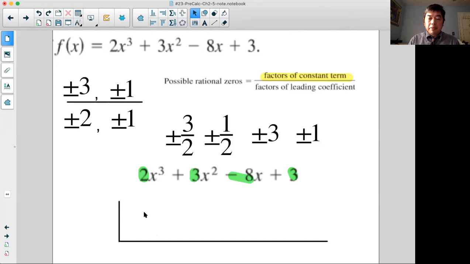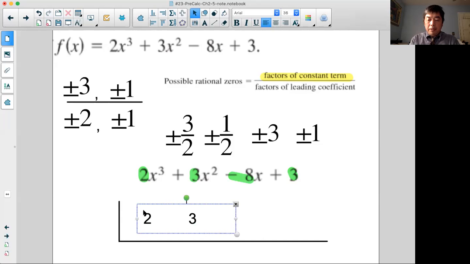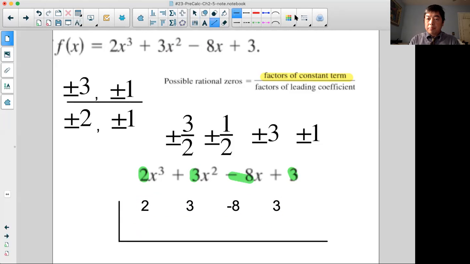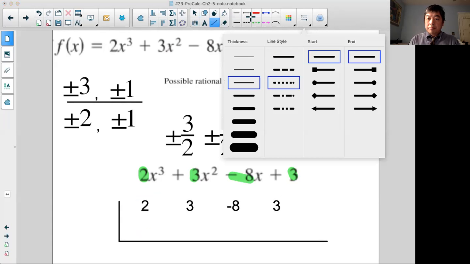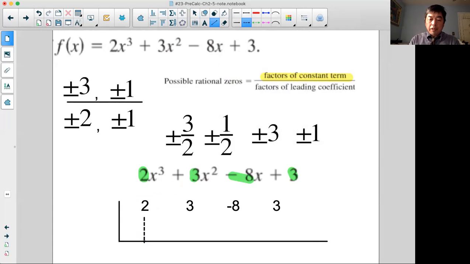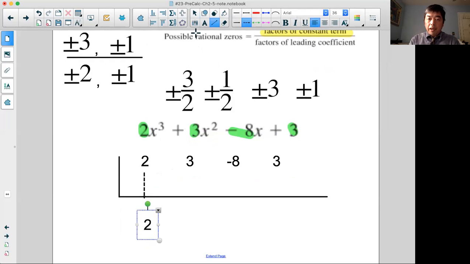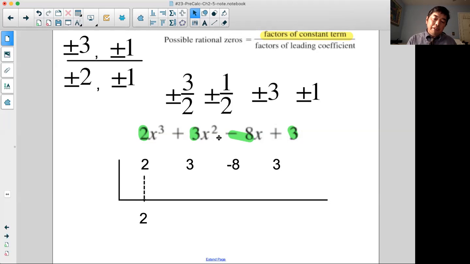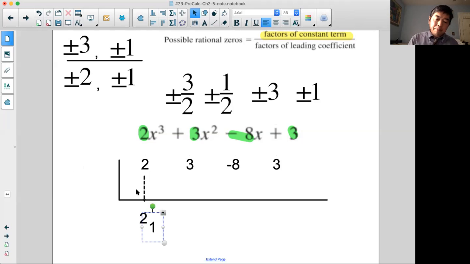Let's type it. 2, 3, -8, 3. Okay. The first number comes down here. Okay, that's 2. Okay. You can run through 3 over 2 or a half, or whatever here, negative or positive. It might be a little too complicated. I always go with positive 1 here. Okay, k equals positive 1.